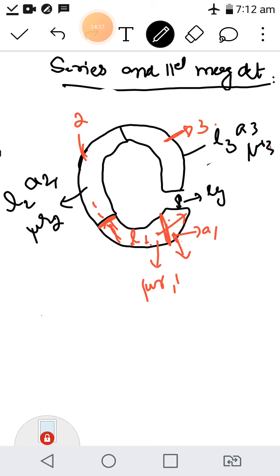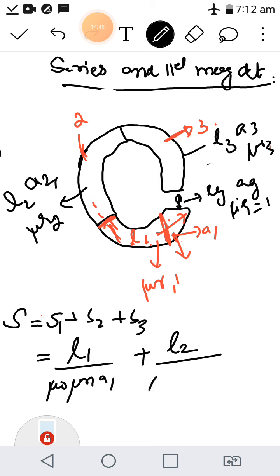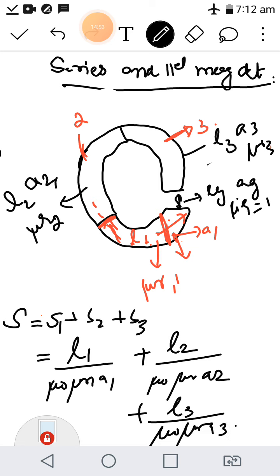So Lg is the length of the air gap, Ag is the area of the air gap, and mu r for the air gap is 1, that we know. So how do we calculate the equivalent reluctance? S is equal to S1 plus S2 plus S3, since this is a series magnetic circuit. Why is it series? Because the flux has only one path to travel. How do we calculate S1? L1 divided by mu 0 mu r1 into A1, plus L2 divided by mu 0 mu r2 into A2, plus L3 divided by mu 0 mu r3 into A3.